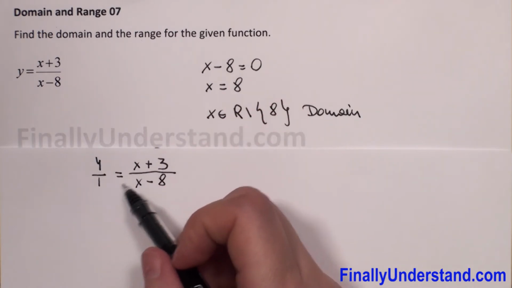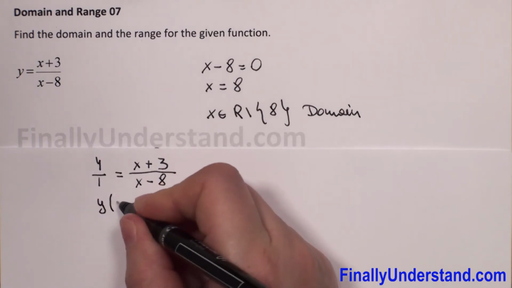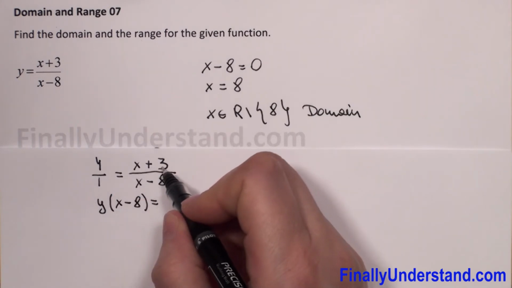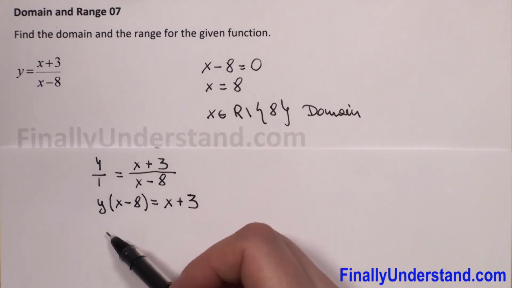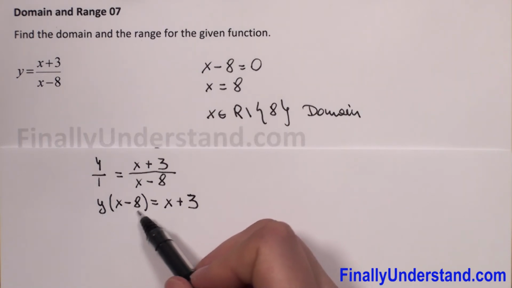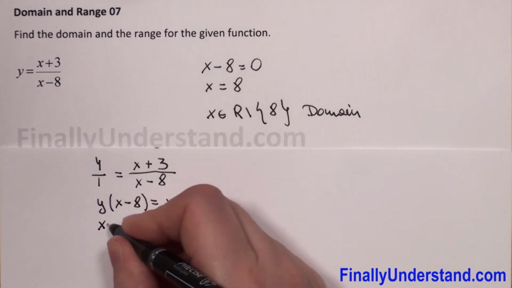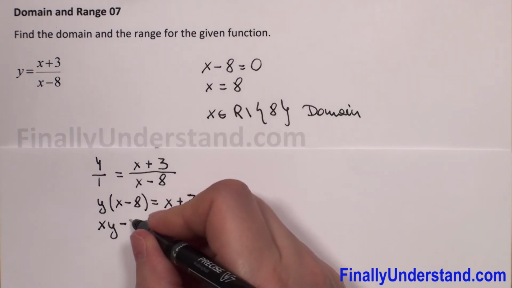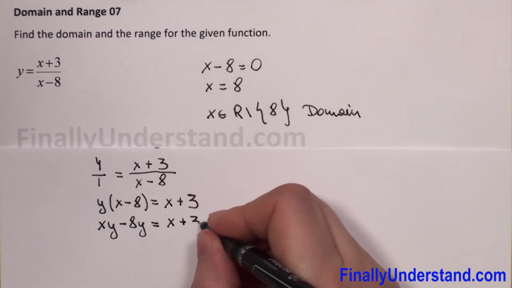We have now a proportion, so we cross multiply. Y times x minus 8 equals 1 times x plus 3, so it's x plus 3. Now we have to multiply y by whatever is in parentheses. So y times x is xy, minus y times 8 is 8y, equals x plus 3.